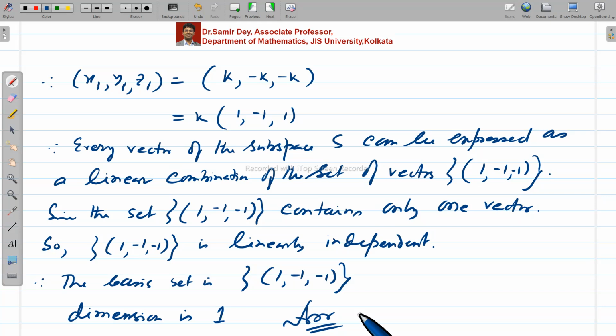Is it clear to all of you? Okay, very good. So if you want to find the basis, you need to prove that the set of vectors is linearly independent, as well as all vectors can be expressed as a linear combination of this set of vectors. Here you have only one vector. So please remember, if you have any set containing only one vector, this set is linearly independent. Directly you may write. Okay, clear?